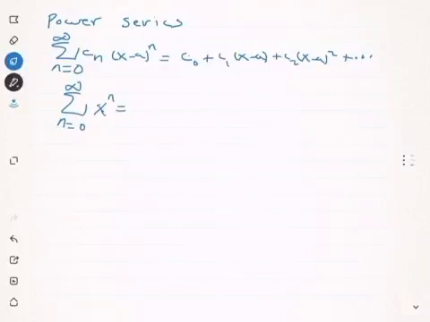This series right here can be written as 1 plus x plus x squared plus x cubed plus blah blah blah. And this is equal to 1 divided by 1 minus x. In other words, this series converges to that function as long as x in absolute value is less than 1. This is the same as x between minus 1 and 1.